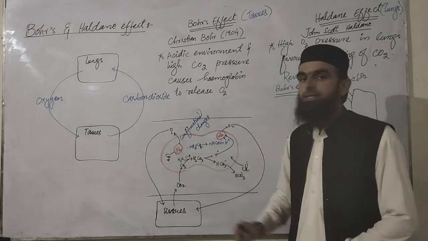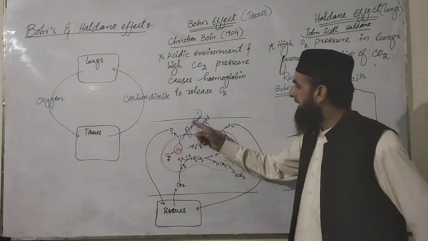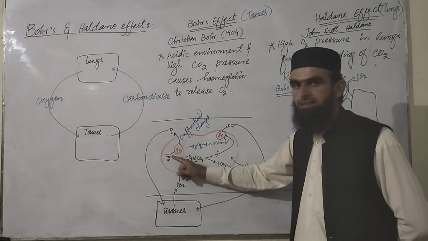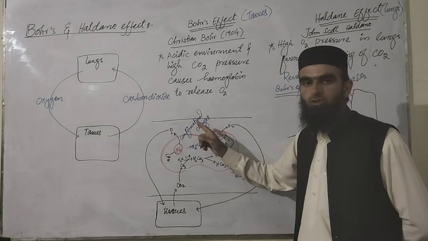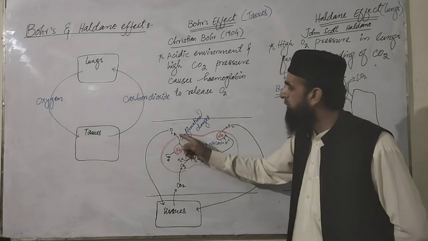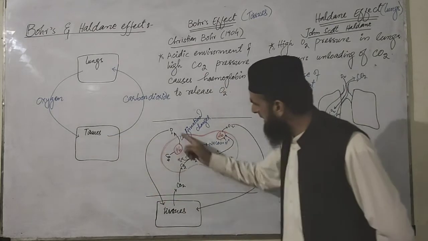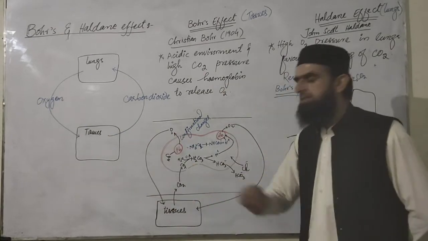This causes what? This causes a conformational change. A conformational change in the hemoglobin is caused, and what does that change do? That change causes the hemoglobin to unload the oxygen, to release the oxygen. So the oxygen is released in this way, and that is given to the tissue.